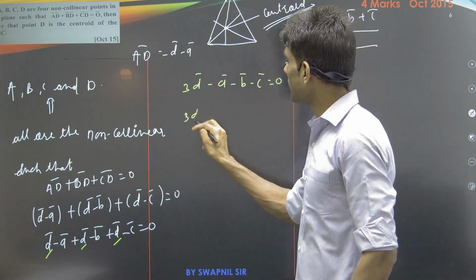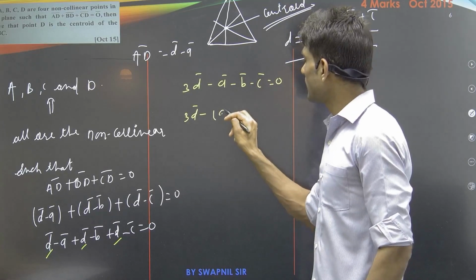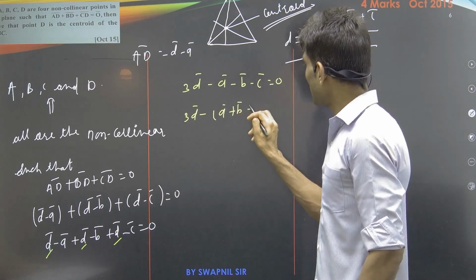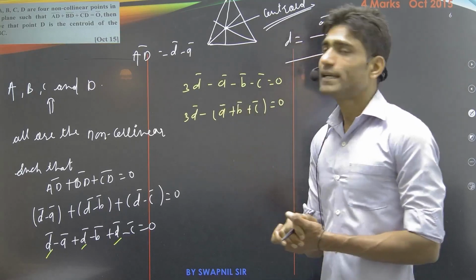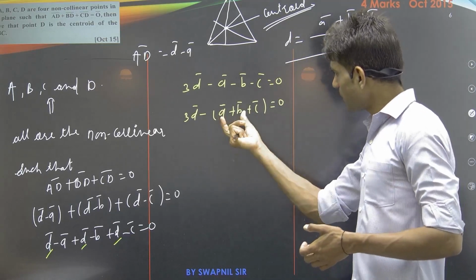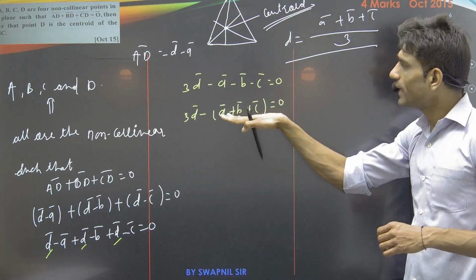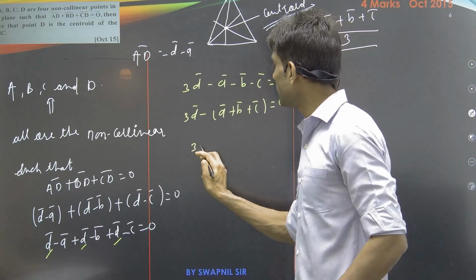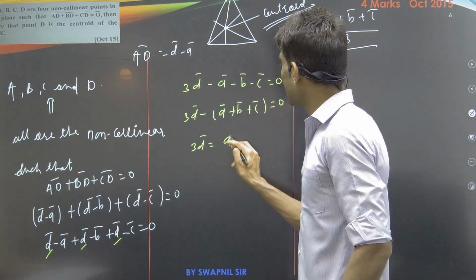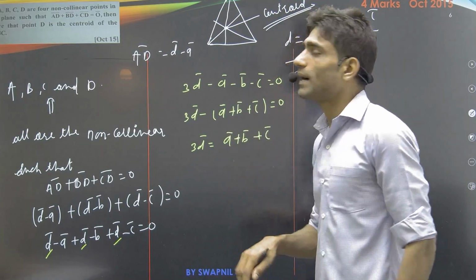So 3 D bar keep as it is. Take negative common from these entire 3 terms. So we get A bar plus B bar plus C bar, which is equal to 0 here, okay? So 3 D bar minus of A bar plus B bar plus C bar is equal to 0, okay? Now what we do, take that negative term to the other side, it becomes positive. So we write it as 3 times D bar is equal to A bar plus B bar plus C bar, okay?